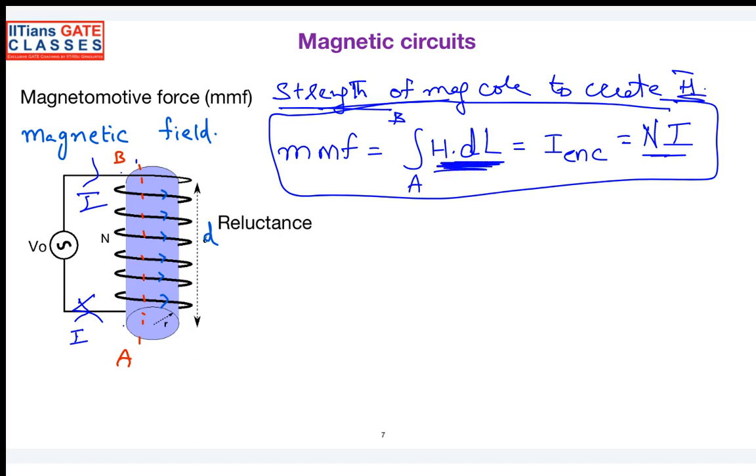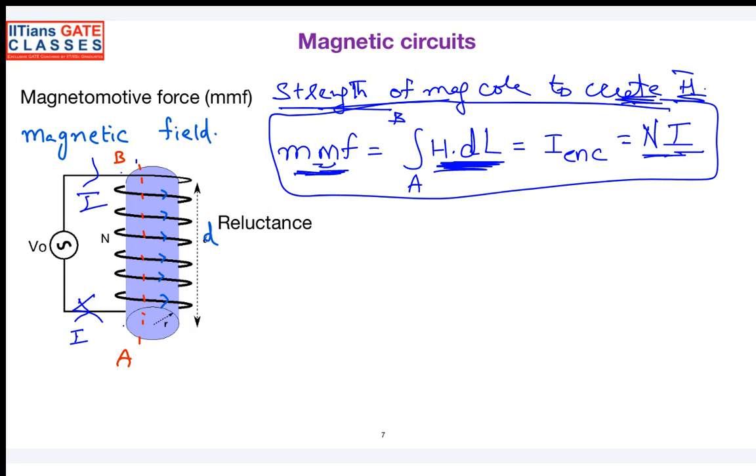So the magnetomotive force is the measure of the strength of the magnetic core to create the magnetic field. If you pass more windings, MMF will be high. If you pass more current, your magnetic field will be high. So that's how MMF is defined. Is it clear? The first parameter, magnetomotive force, is the same as your electromotive force.